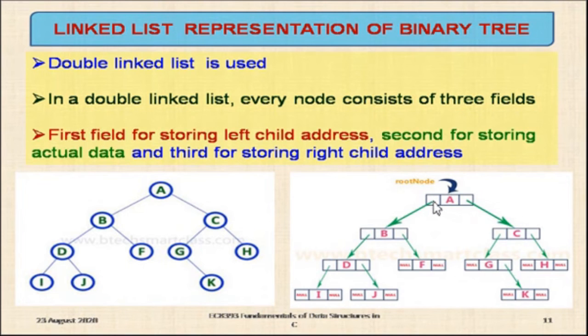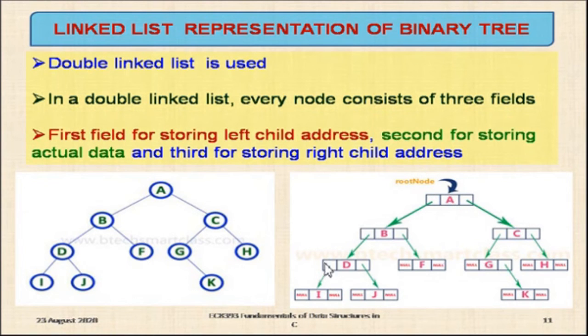Okay, part 1, part 2, part 3, or field 1, field 2, field 3. The first field has the address of the left child. The second field has the actual data of that particular node. The third field has the address of the right child. Whereas this is the data at the root, and we have a pointer for the root of the tree.